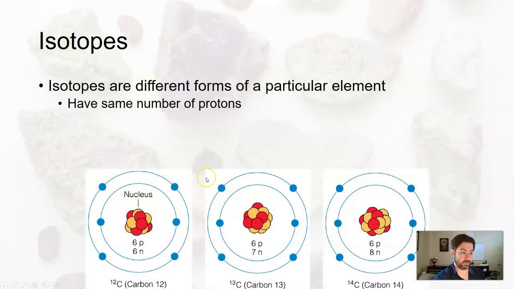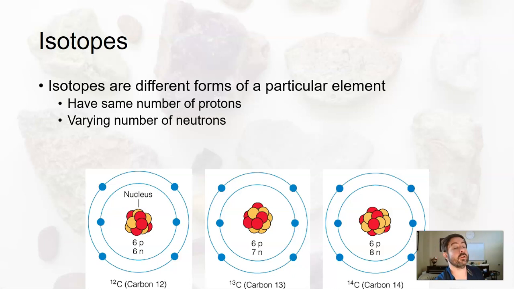So it's all carbon. However, what an isotope is, the different form of a particular element, comes into play when they have a different number of neutrons, the other stuff in the nucleus. So in this case, 6, 7, or 8. So we have what's known as carbon 12 because it has 12 things in the nucleus. Carbon 13, carbon 14, things in the nucleus.